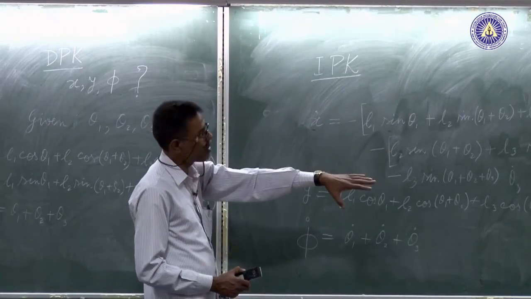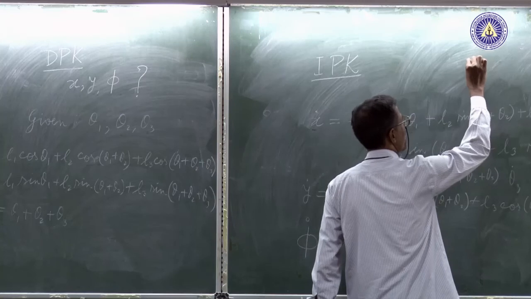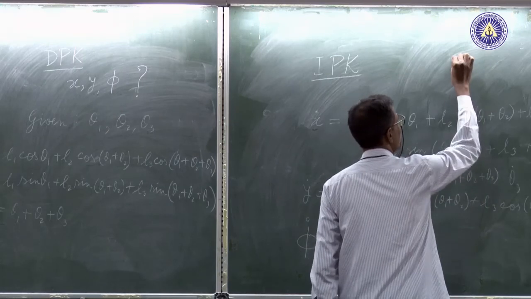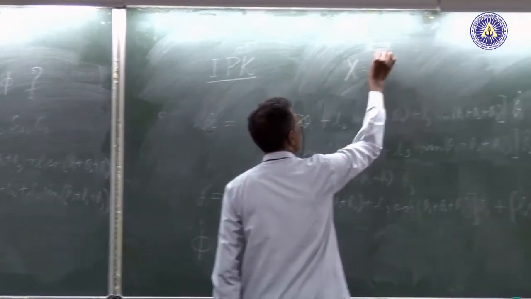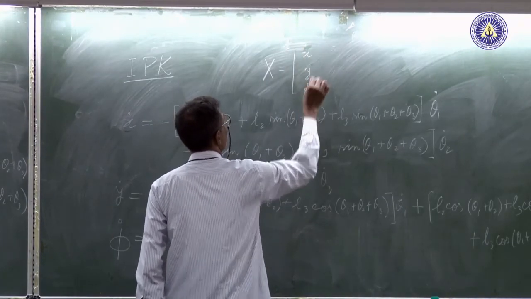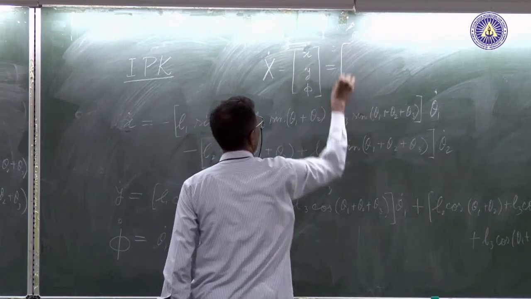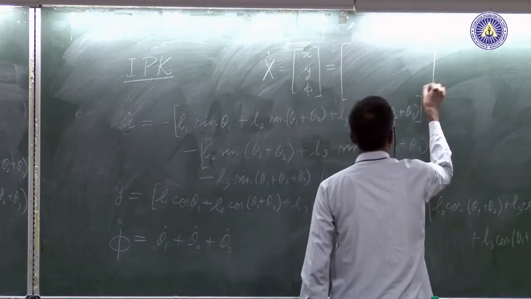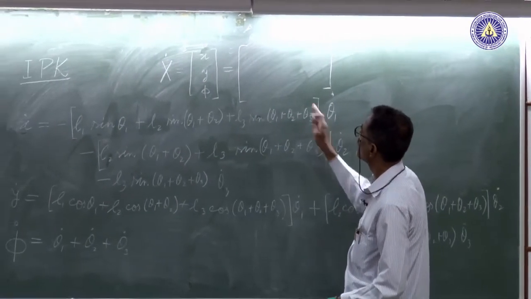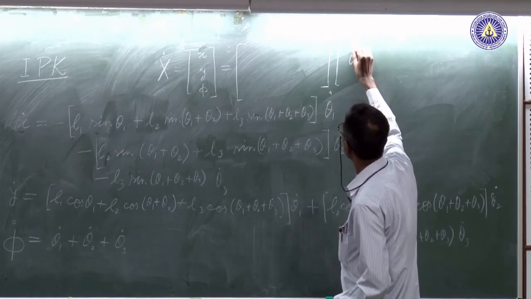the input velocities, and in particular you can say that I can club together x y phi in a big vector capital X, that is x dot y dot phi dot, and then its dot will be this, and that will be the coefficient of theta 1 dot from here, okay, and then into the vector of input velocities.